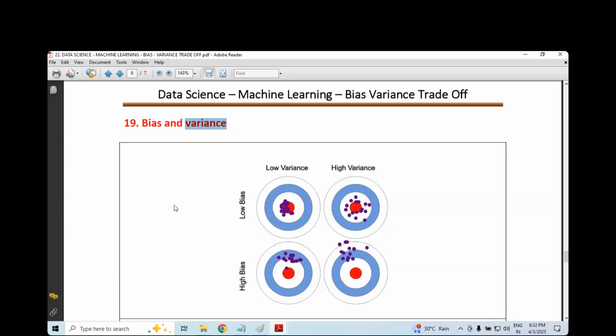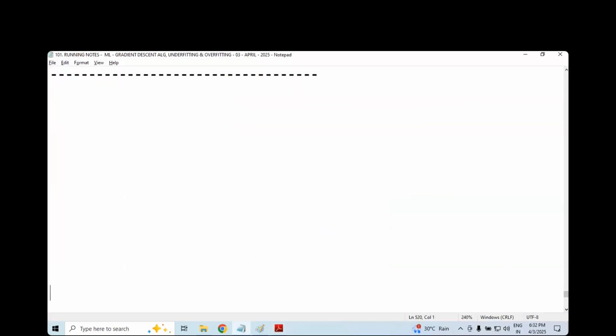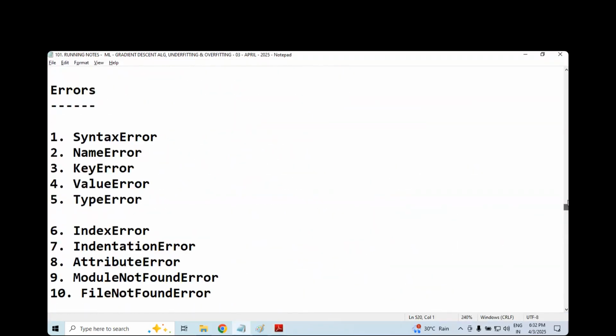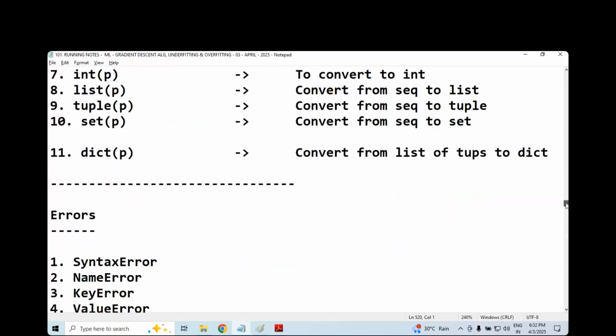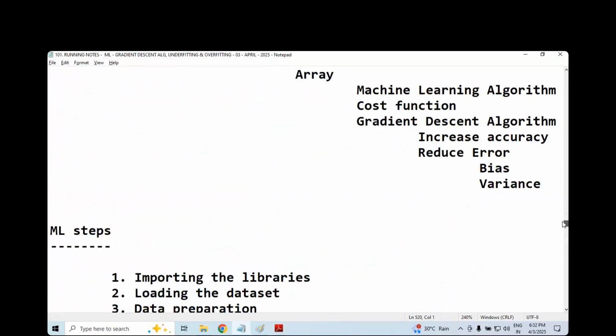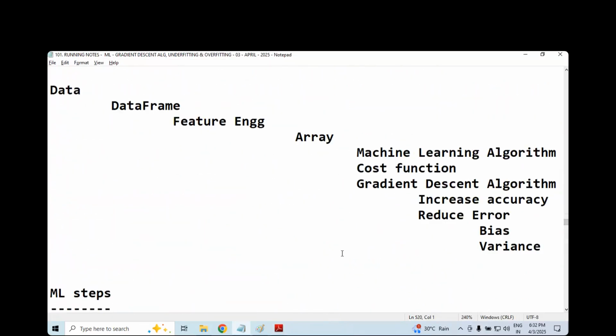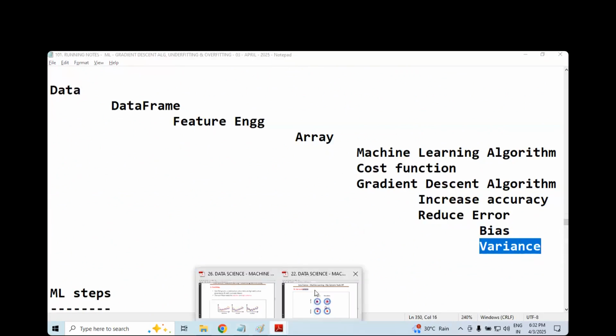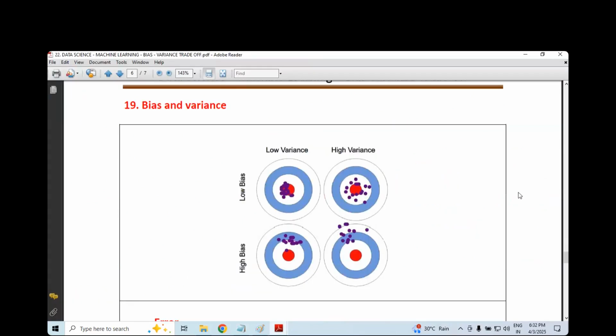Sir, go back to the ML flow. That's why my father example is very, very important. Get ready, you have to make a note. What is the first one? Bias. The next one will be variance. Look at the diagram. First of all, this diagram is very, very important.